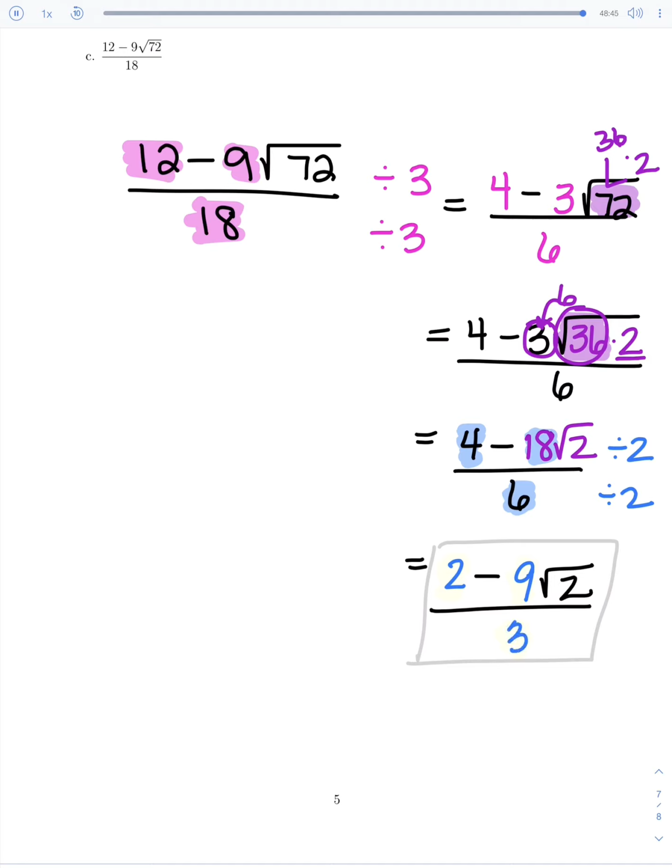Now, how we know we are done is notice the numbers that are left over that are outside of the square root, the 2, the 9, and the 3. They do not have anything in common. So if we wanted to divide something out, it has to be something that all 3 of those terms can be divided by. There's nothing else we can divide all 3 of those by. That's how we know we are done. So this is our final answer. 2 minus 9 square roots of 2 all over 3.